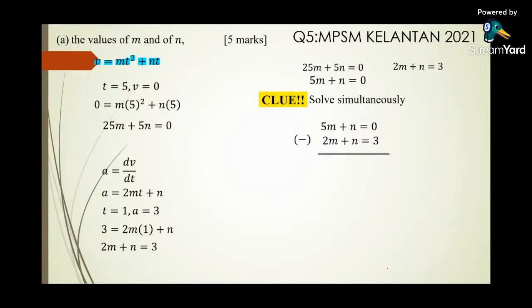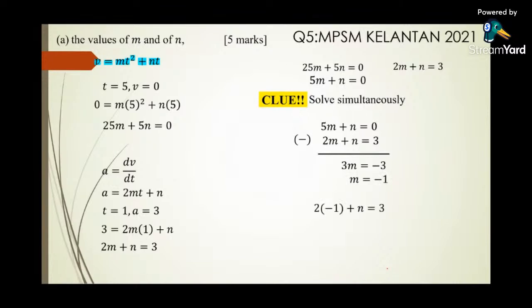So when we solve, kenapa minus? Sebab we have plus n, plus n. Okay, so bila minus, we will get 3m equals to negative 3. Nanti kan ramai yang salah buat 3m equals to 3. Salah tu dosa besar tu siapa yang buat 3m equals to 3. 0 minus 3 kita akan dapat negative 3, bukannya dapat 3. So kita pun dapatlah m equals to negative 1.